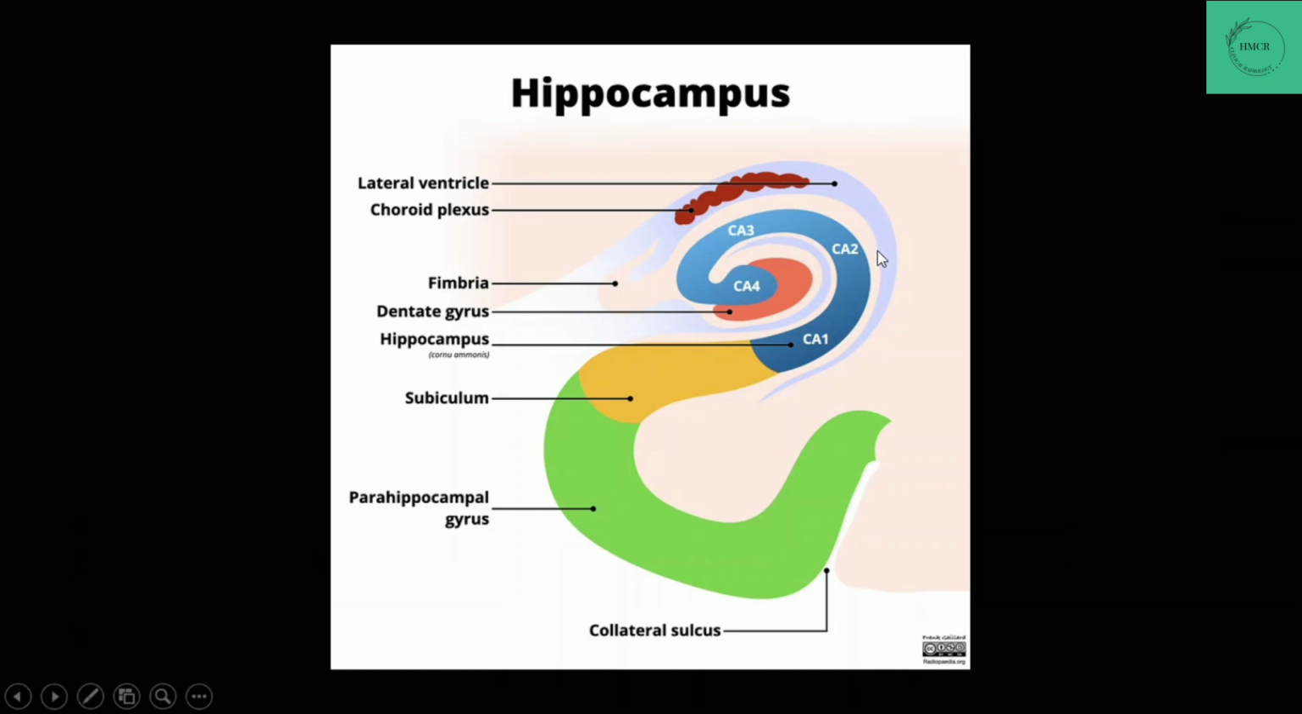This is again the simplified diagram of the hippocampal anatomy. Here we can see this is the dentate gyrus, this is the hippocampus proper, this is the subiculum, and this is the parahippocampal gyrus.